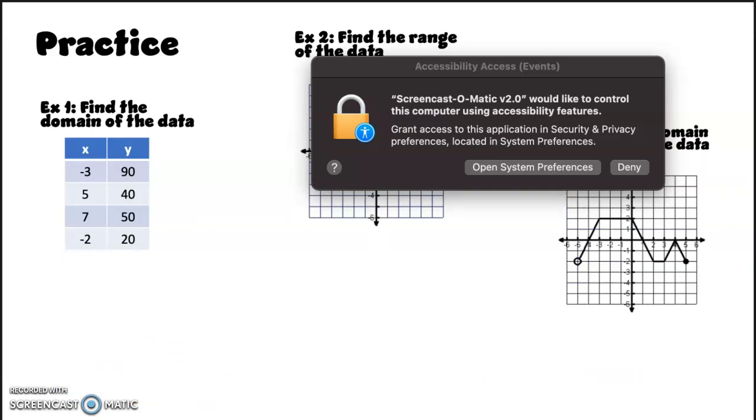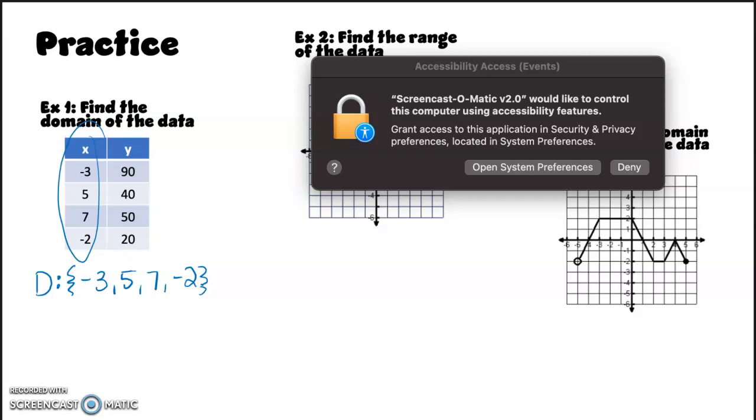So we've just got a couple practice problems. Example 1, we're going to find the domain of the data, which means we're only looking at the x values. So this is discrete, so how I do that is just to list them out. So my domain is right here. I'm just going to write them. We've got -3, 5, 7, and -2.